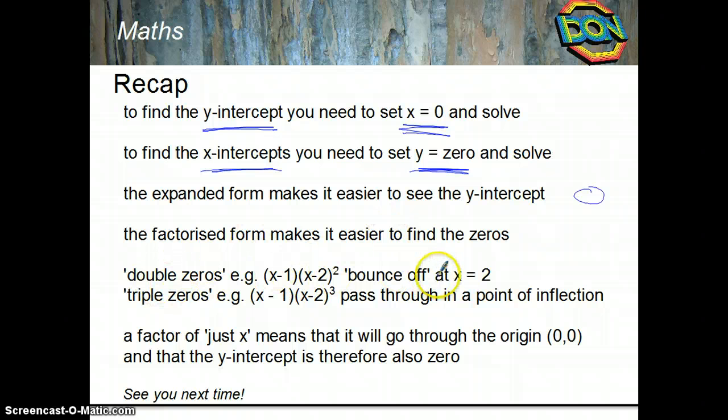Double zeros bounce off. Triple zeros pass through in a point of inflection like that, or if it's going up like that. And a factor of just x means it will go through the origin 0, 0, so the y-intercept is therefore also 0.